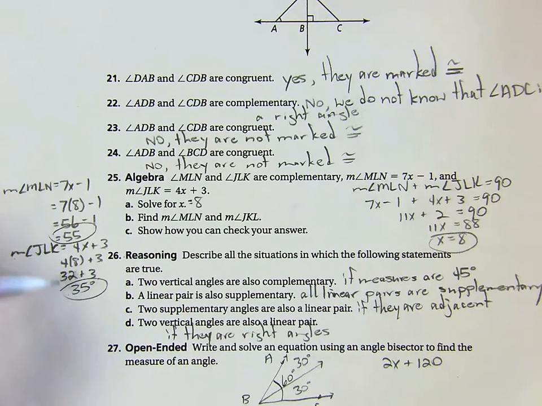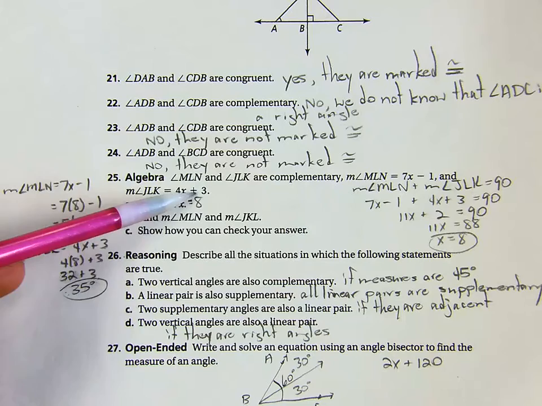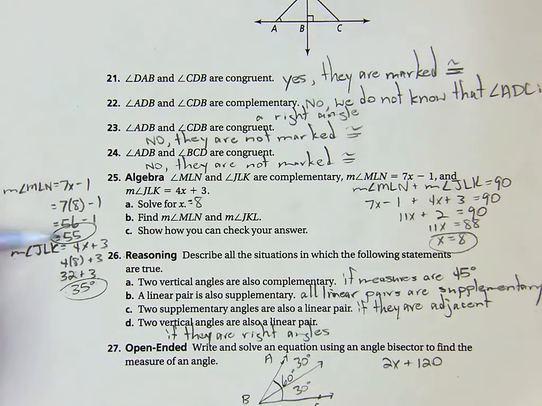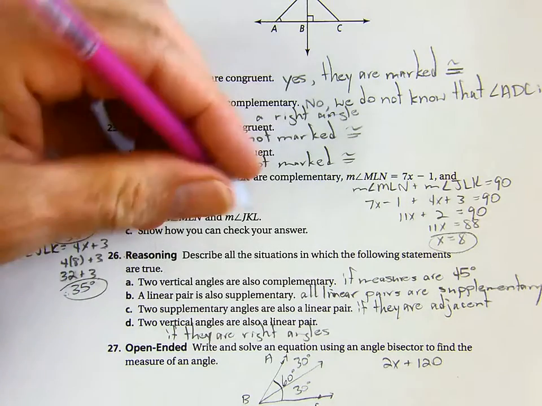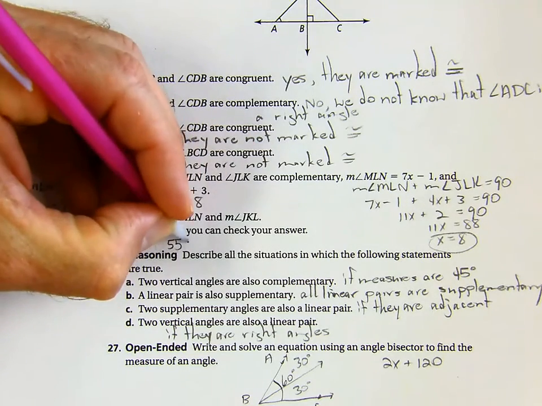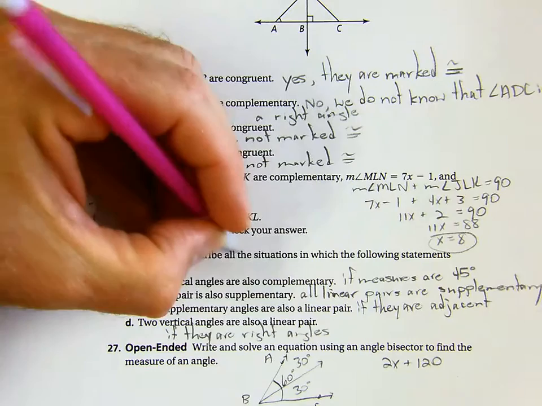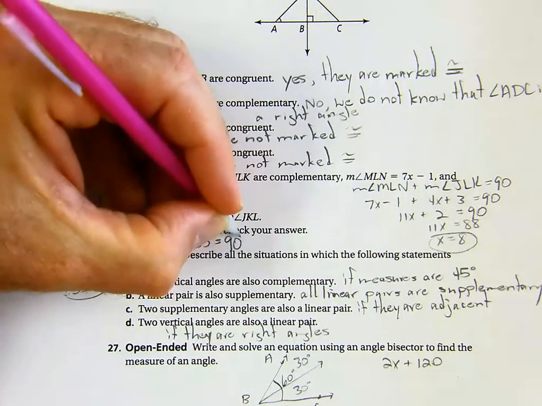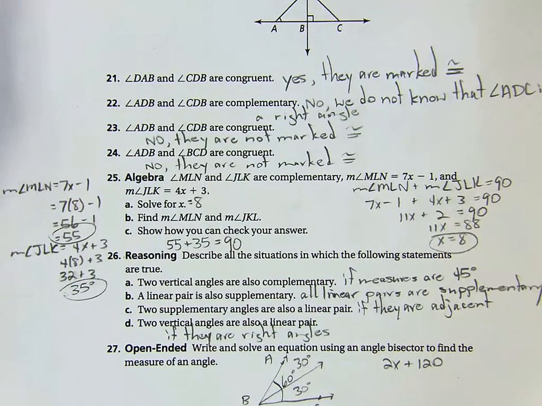And 55 and 35 add to be 90. So they are complementary. It worked out. It did what I wanted it to. It said solve for x. X is equal to 8. Find these measures, 55 and 35, and then show how you can check your answer. 55, I guess I should have written that down. 55 plus 35 equals 90. I always tell people to check their answers, and that's all they're asking you in that question.